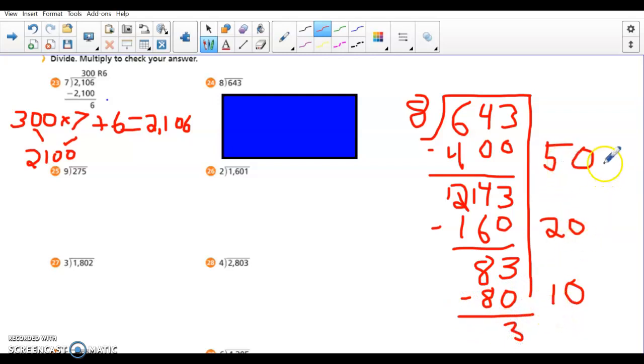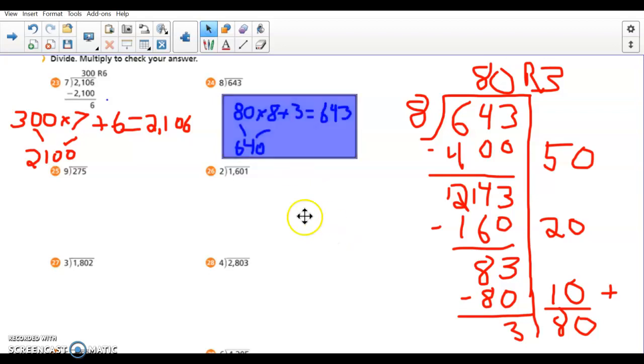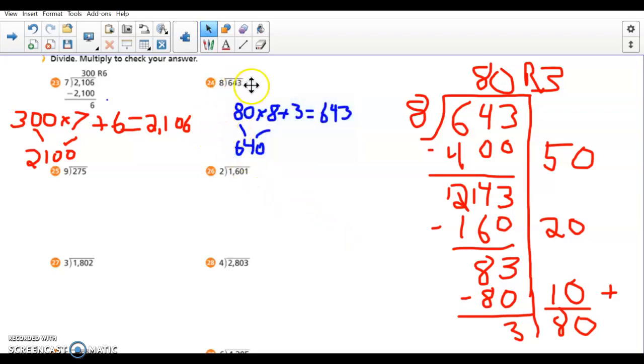So I did this in 3 steps. I took out 50 and then 20 and then 10. So I need to add those up and figure out how many total groups I took out. Well, 0, and then 5, 6, 7, 8. So my answer is really 80 with a remainder of 3. And we want to check that as well. We want to check that by doing 80 times 8, so our answer times 8, and then add 3, and it works out, 643. We should always get what's in the middle.